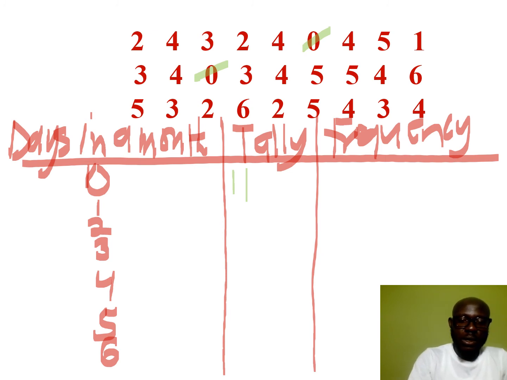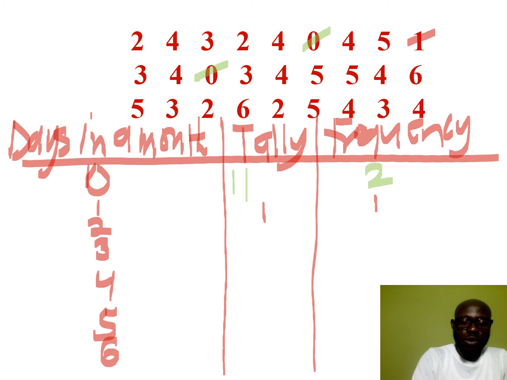Good. So we have 1 being recorded here. Then our 1 is finished. So as we come out with the tally, what we have to do is to write the frequency. So over here the frequency is 2, here the frequency is 1. Now let's move on to 2.